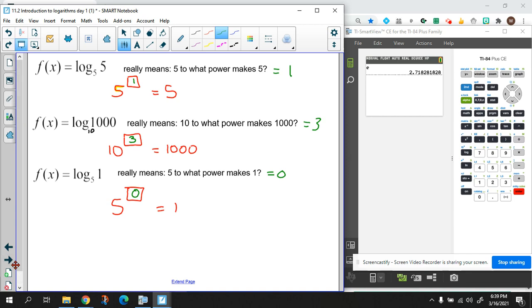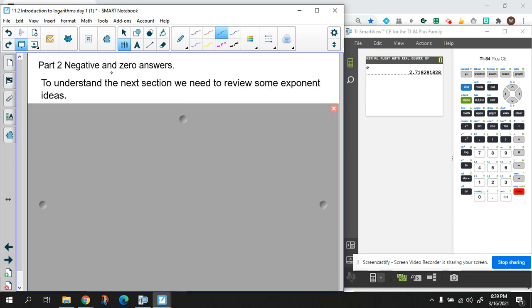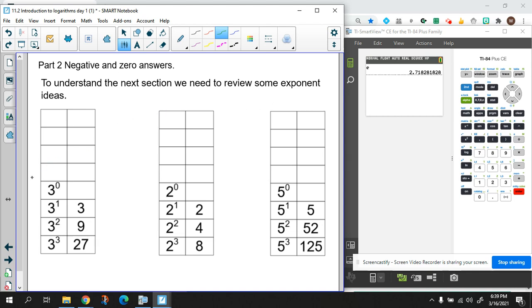They do get tougher. So we're going to look at how sometimes the answer to a logarithm expression can be negative or 0. To understand the next section, we need to review a few things about exponents. So I want to refresh your memory, and I wrote out 3 charts here. If you have 3 raised to the first, we're familiar with that being 3. 3 squared is the same as 3 times 3, or 9. 3 cubed, 27.